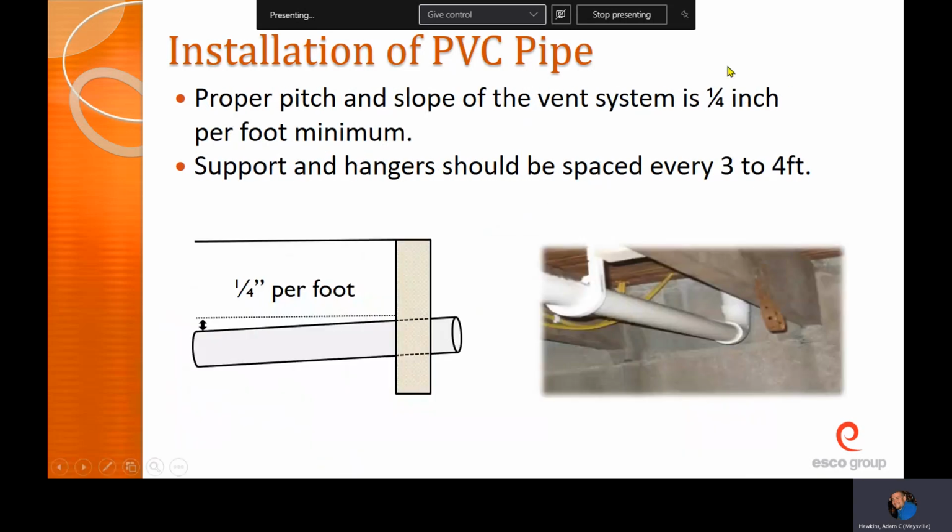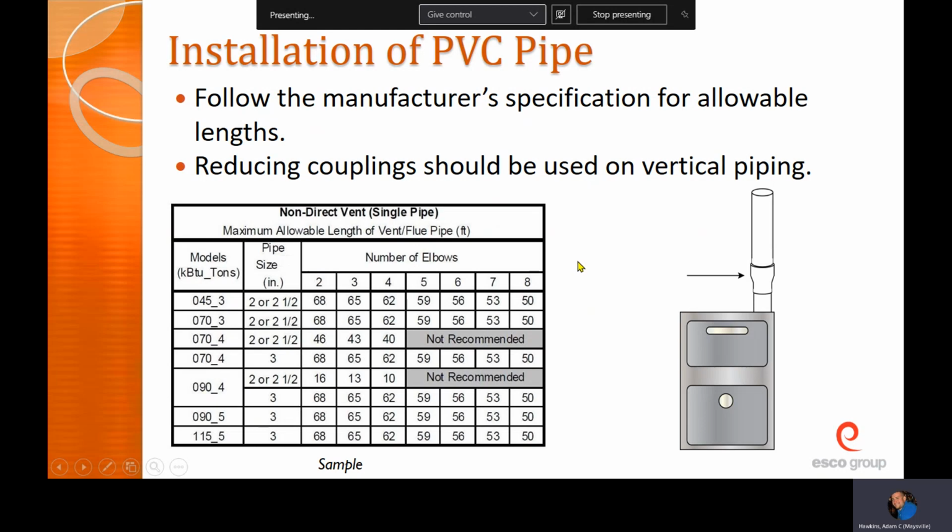You want to make sure you have supports, because if you let that sag, you can get a belly in there that creates a trap, and that can cause issues as well. So you want to make sure that you're running it straight and that everything's supported well. PVC pipe elbows and couplings, as I mentioned before, you want to try to avoid those as much as you can.